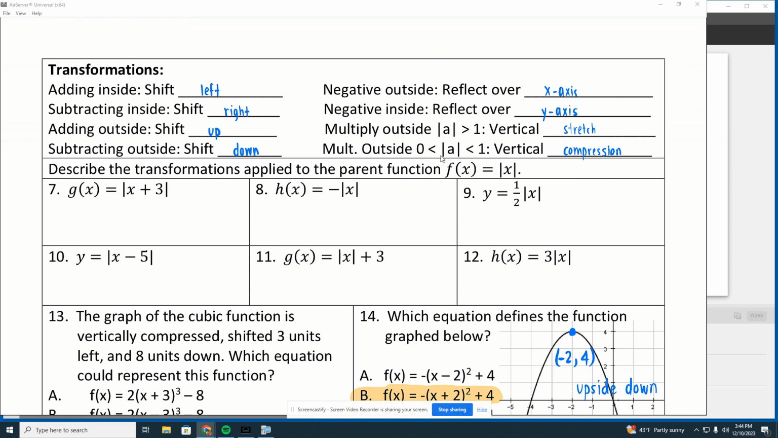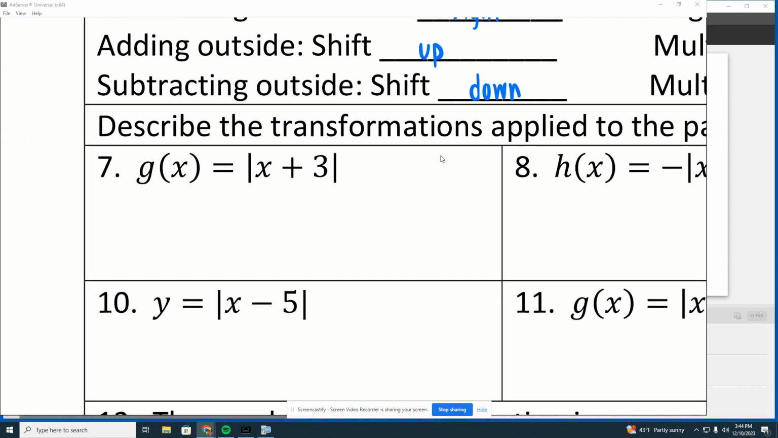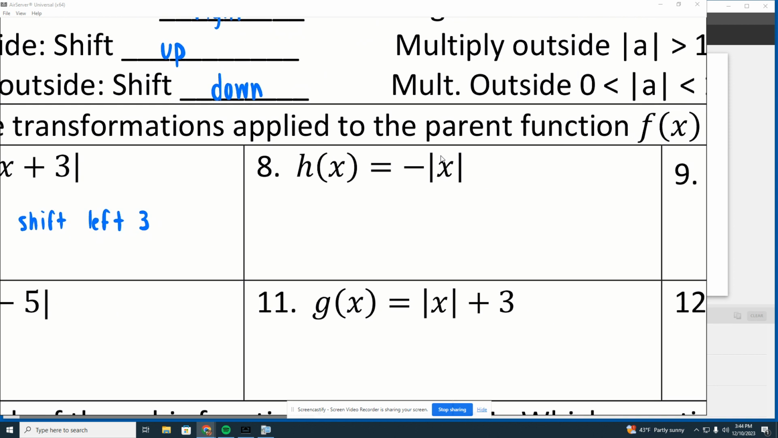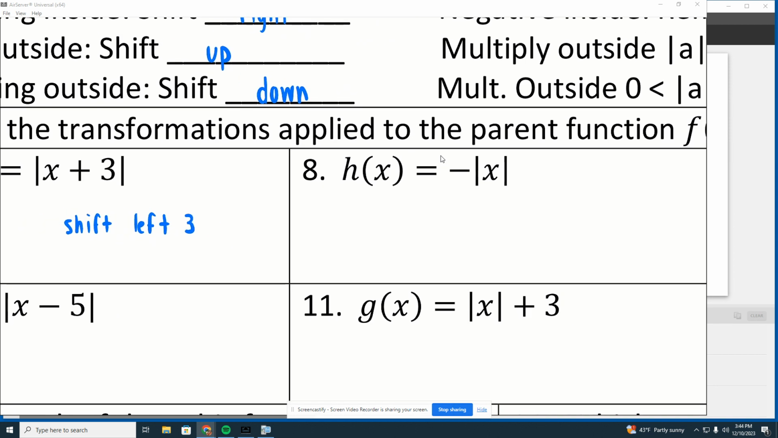So let's go ahead and name some of these. And again, like I said, we're going to go pretty fast because if I didn't, this video would be tremendously long, and I don't want that. So here we go. Look, we are adding inside. So remember how that works? That's the opposite. So it's actually going to shift left 3. Okay, here there's a negative on the outside. So that's going to be a reflection, and it's going to be a vertical reflection. So it's going to reflect over the x-axis.